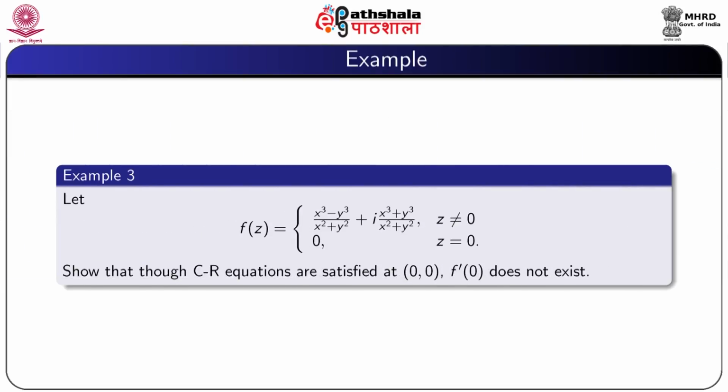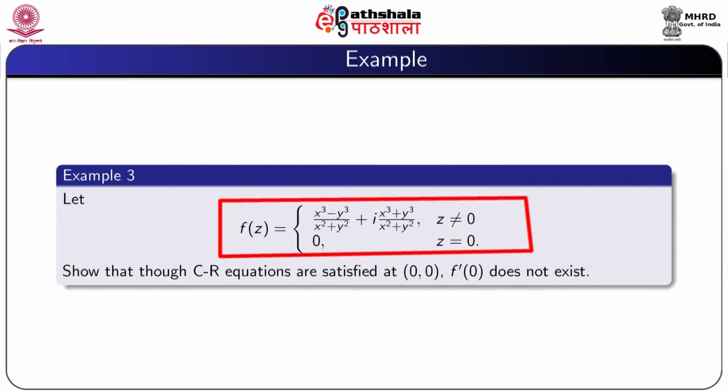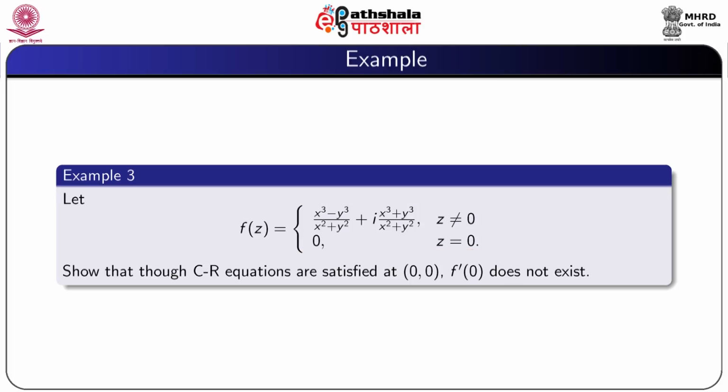So, we give an example. Let f(z) equal to (x cube minus y cube) by (x square plus y square) plus i into (x cube plus y cube) by (x square plus y square) if z not equal to 0, and f(z) equal to 0 if z is 0. So that though Cauchy-Riemann equations are satisfied at origin, f'(0) does not exist.